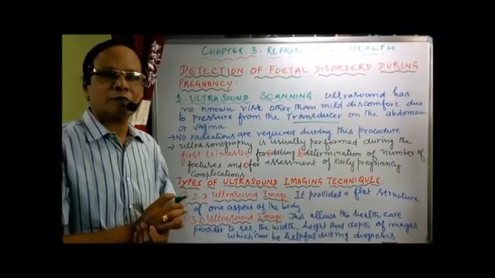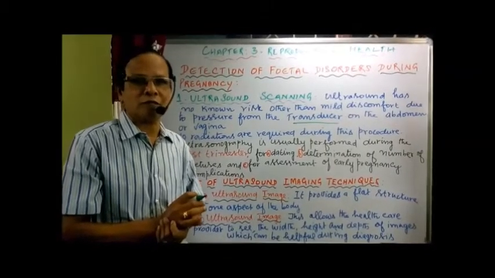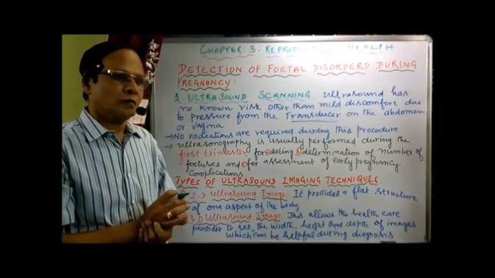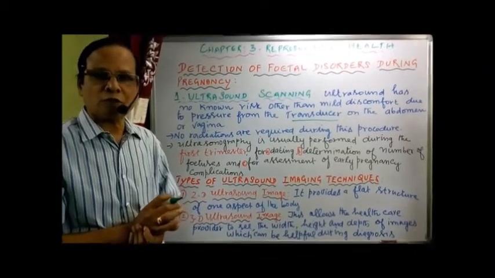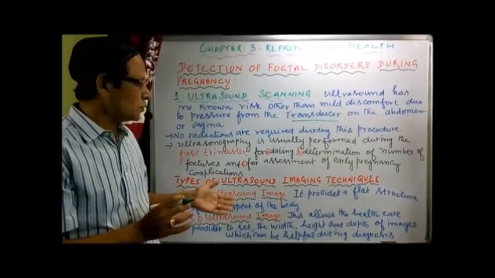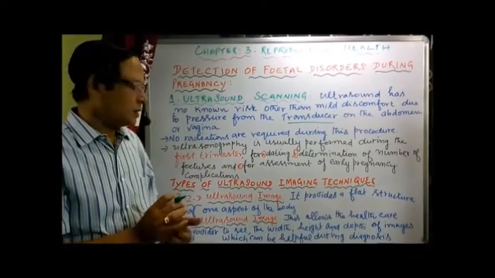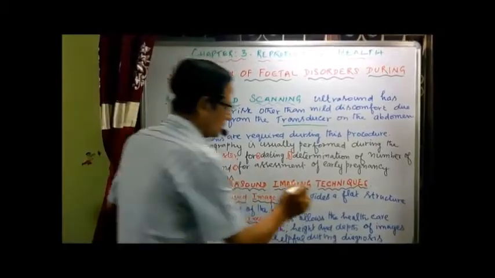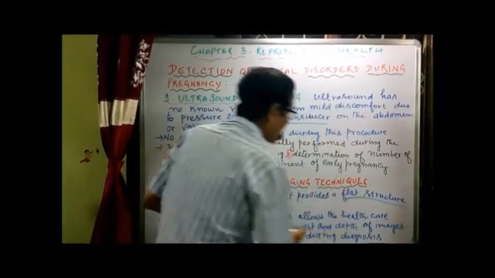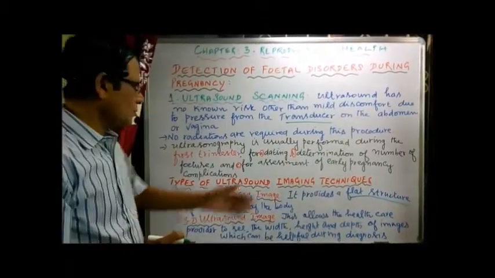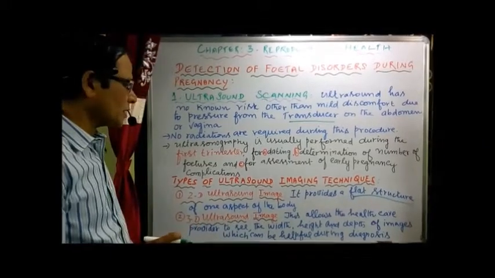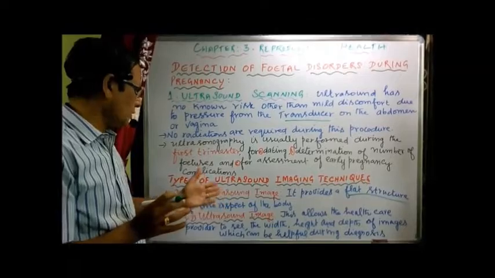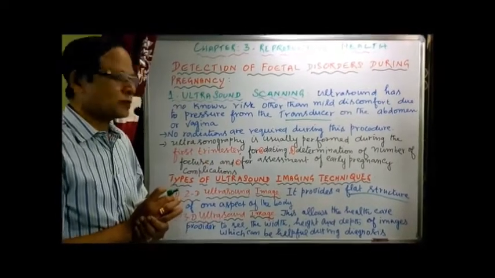We have several types of ultrasound imaging techniques: 2D, 3D and 4D. Out of these three, 2D is the most common type. Normally it provides a flat structure of one aspect of the baby, that is, in only one plane. That is what we call a 2D ultrasound image.